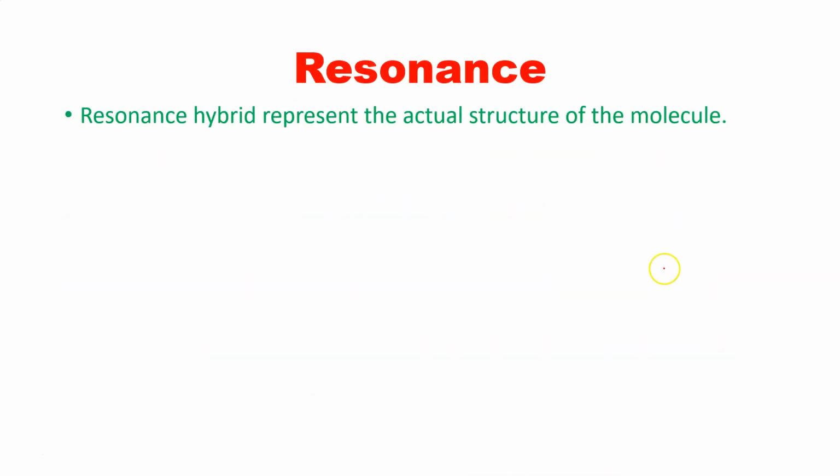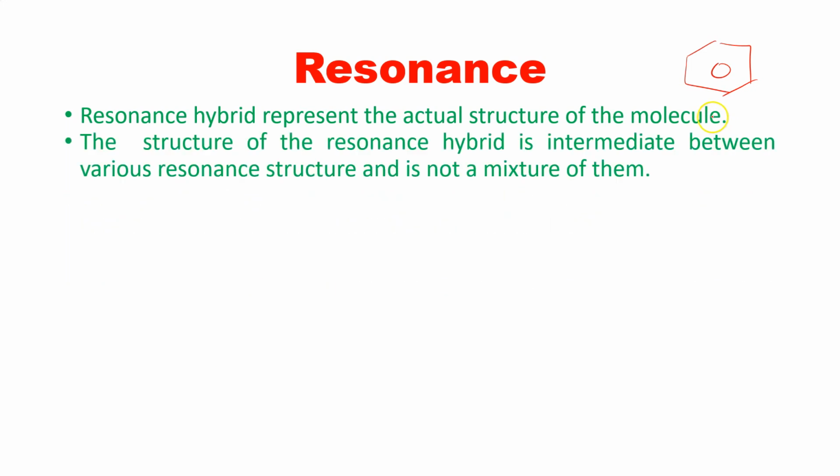Resonance hybrid represents the actual structure of a molecule. As I have shown, the third structure, that is the benzene with a ring in between, is a hybrid structure. This hybrid structure represents the molecule. The structure of a resonance hybrid is an intermediate between various resonance structures and is a mixture of them.